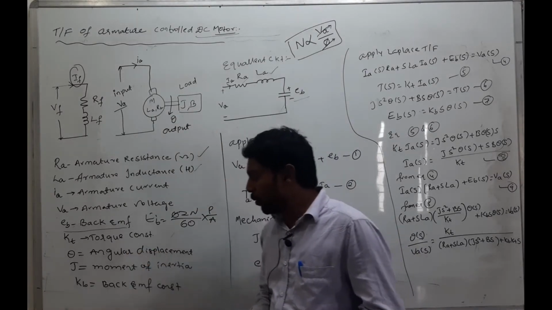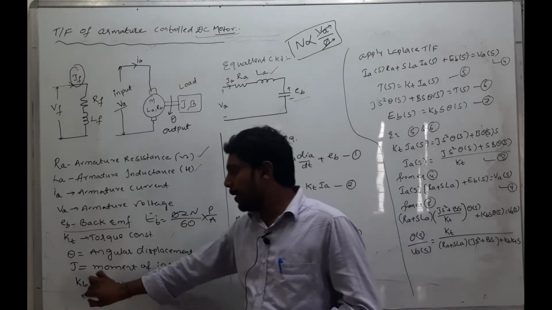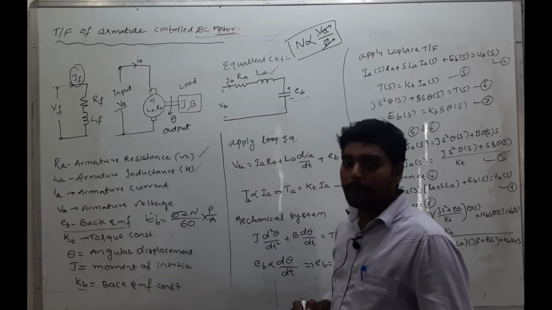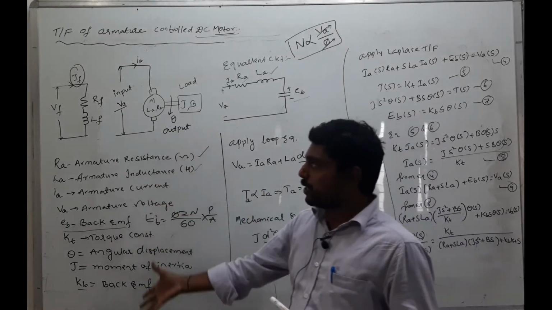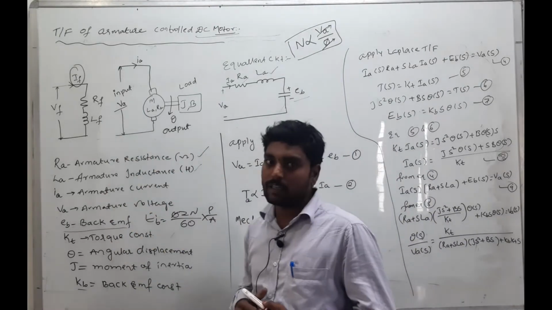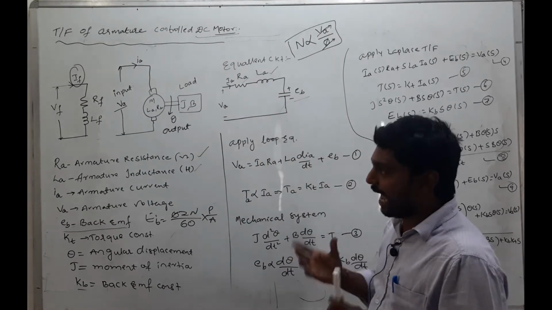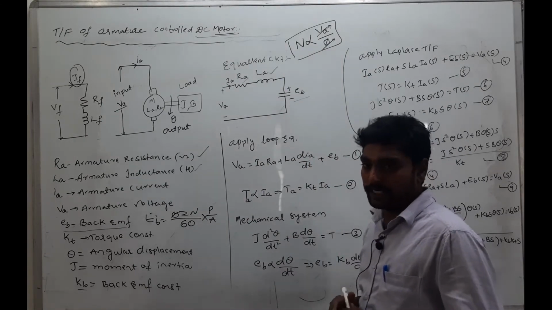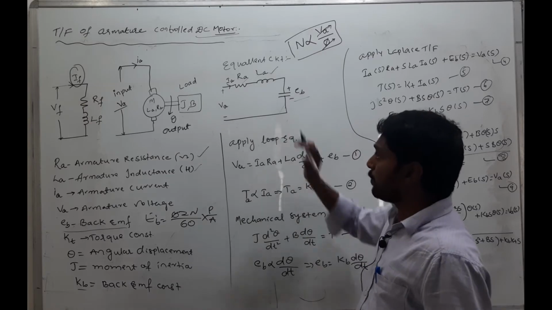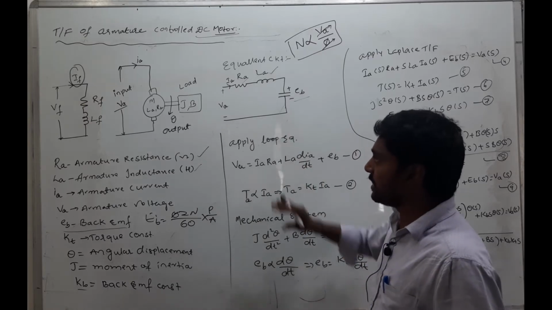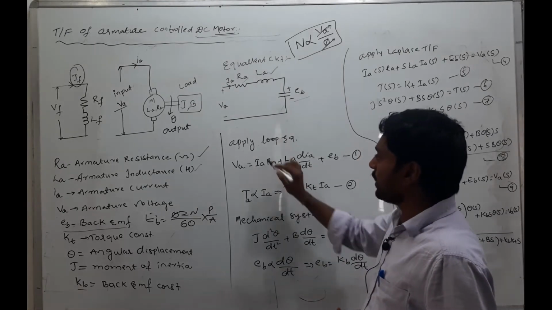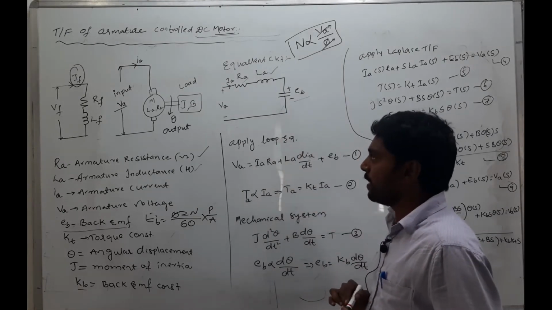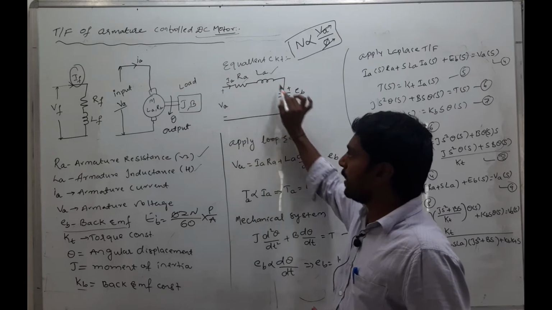Here the J is nothing but the moment of inertia. Here the KB is nothing but the back EMF constant. These are the terms we used in the equivalent circuit of the DC motor, covering the field winding as well as the armature winding circuit. For analysis purposes, in order to get the transfer function, we consider the equivalent circuit and apply the loop equation to this loop.